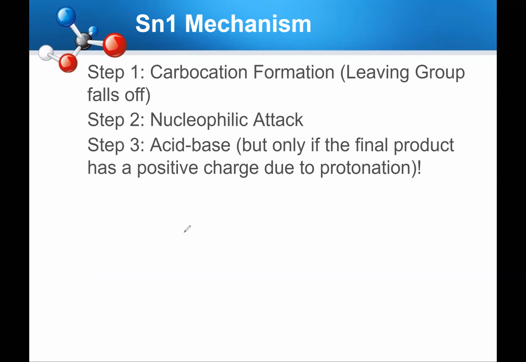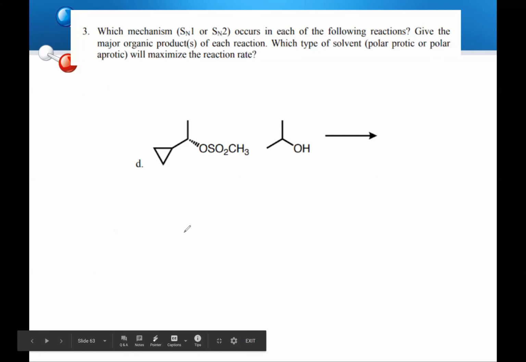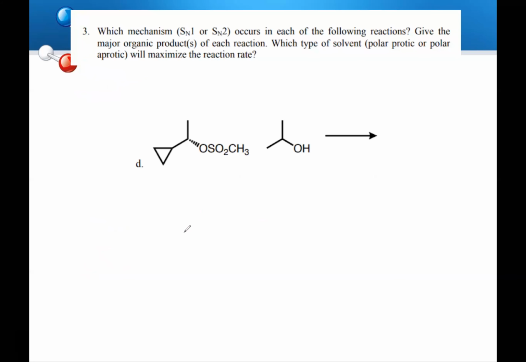Okay. So then what we're going to do is get into a little bit more with SN1 with this example right here. So what this question is asking is which mechanism, SN1 versus SN2, occurs in each of the following reactions. Then we want to give the major product and talk about what type of solvent will maximize the rate of the reaction. So with this problem, we're really going to want to get into the differences between SN1 and SN2. So let's say we're trying to figure out if SN1 versus SN2 is happening in this reaction.